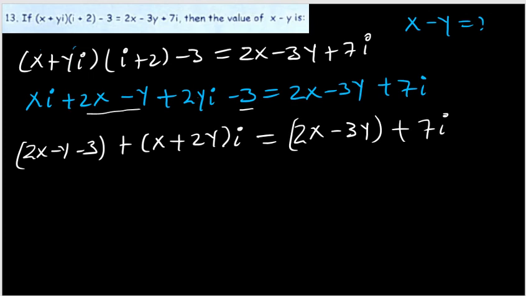Now we can equalize real with the real and imaginary with the imaginary. So 2x minus y minus 3 is equal to 2x minus 3y.